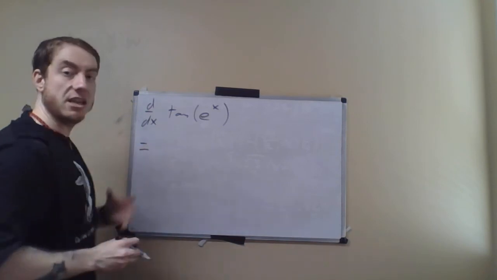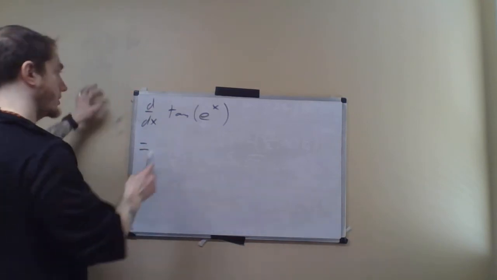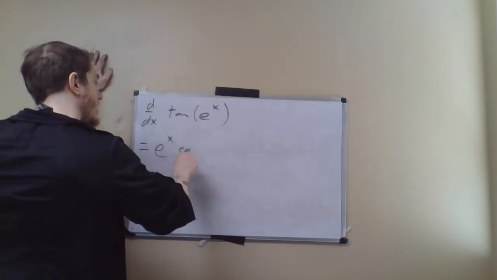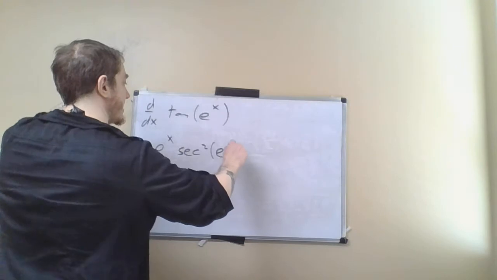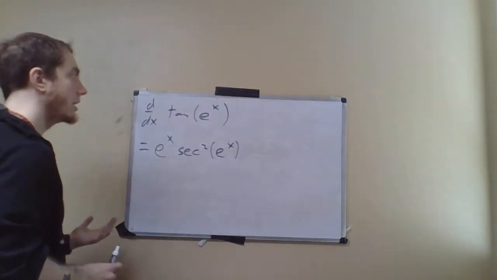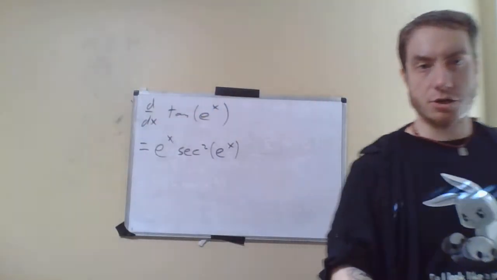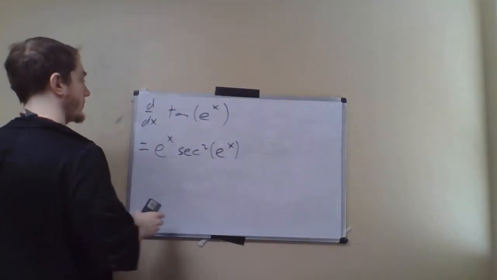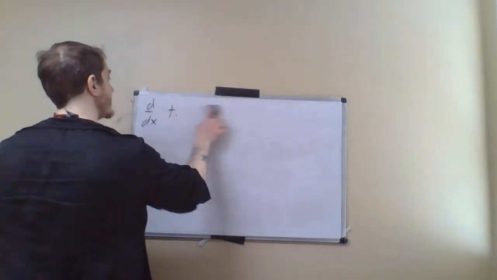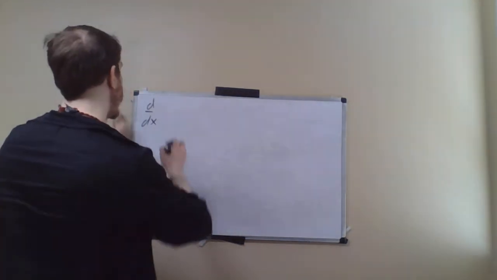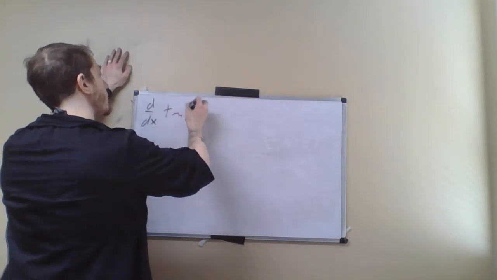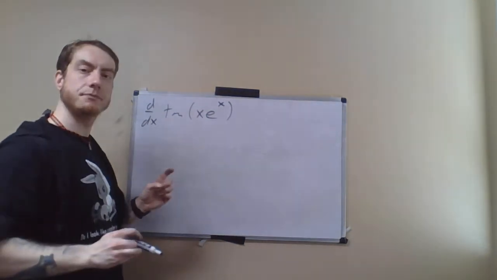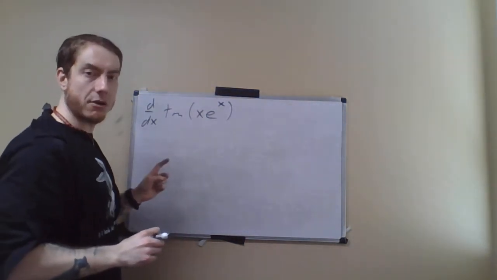Well, the answer is you use the chain rule. The derivative of e to the x is just e to the x. The derivative of tangent is secant squared, and that gets evaluated on e to the x. So there we go. We've got our derivative written down by using the chain rule. Now, what if we took that same example, but made things just a touch more complicated by saying I want to take the derivative of the tangent of x times e to the x. See if you can figure this one out.